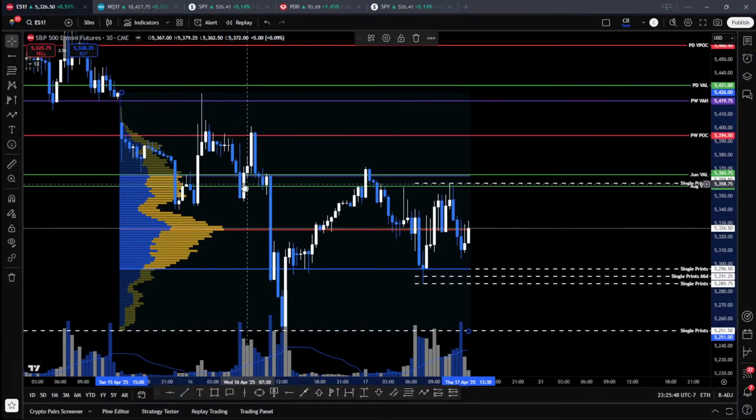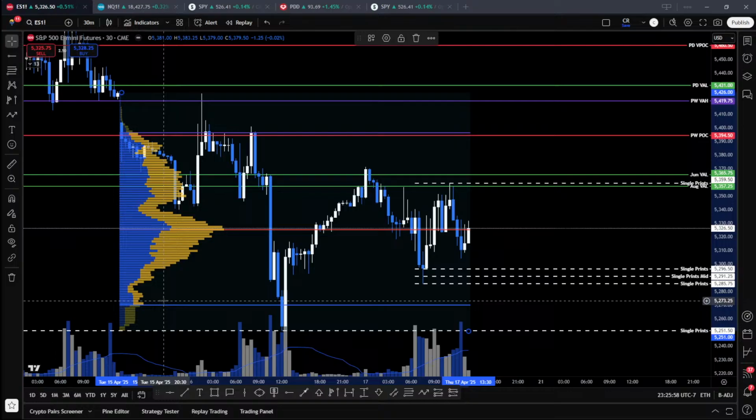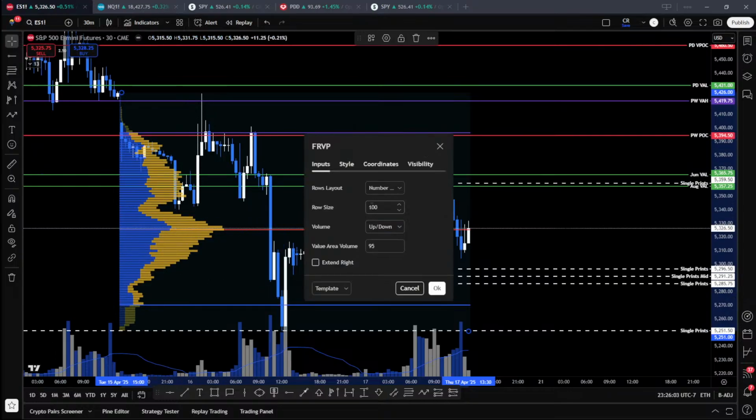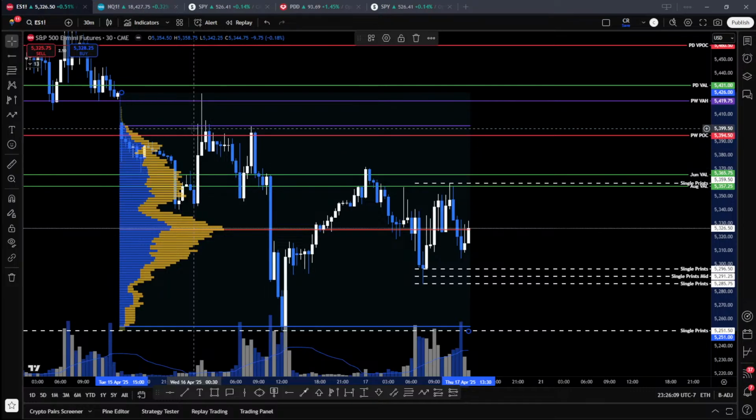But so in this case, this would be my first SIG, value area volume 68. From here we go to value area volume 95. And then this would be my second SIG. And then from here we go to value area volume 99. And this would be my third SIG.